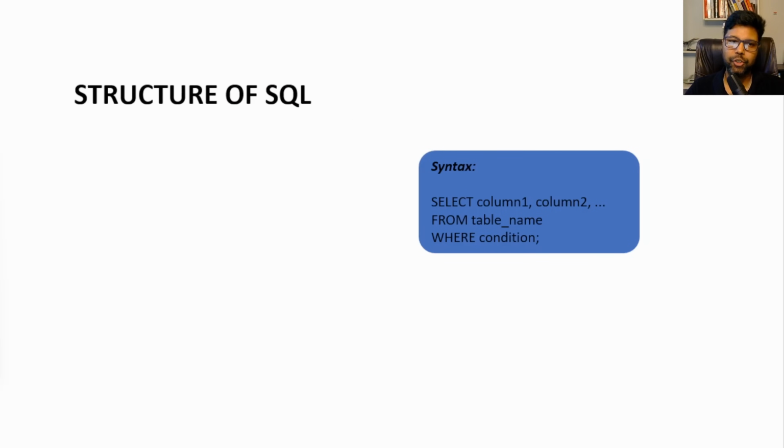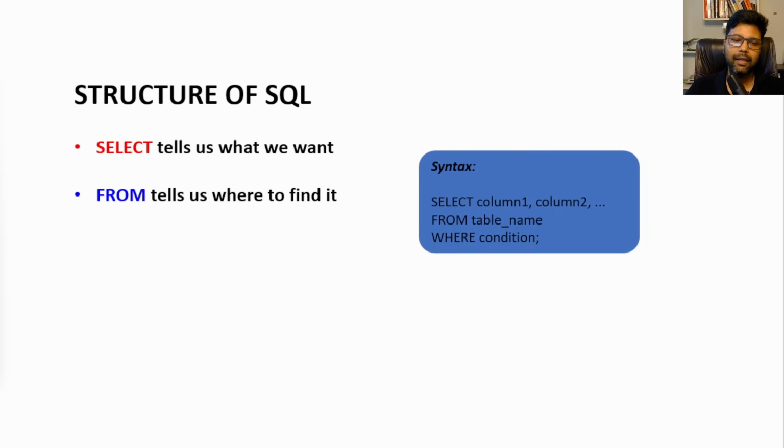Let's understand the structure of SQL. A typical SQL query consists of several clauses, primarily select, from, where. Here select tells us what we want, from tells us where to find it, and where specifies any conditions. On the right side, you can see the general syntax, which is select column 1, column 2, and so on. You can select multiple columns, and then from table name, from which table do you want to get information. And then we also write where, that specifies any conditions that we want to put in.